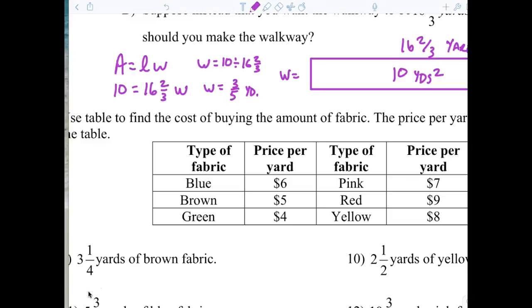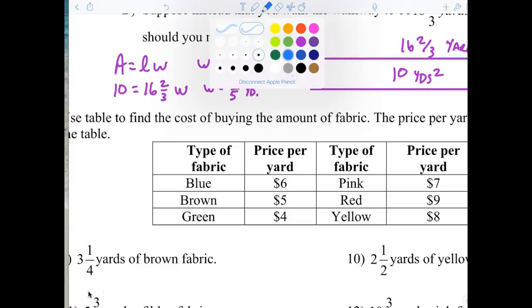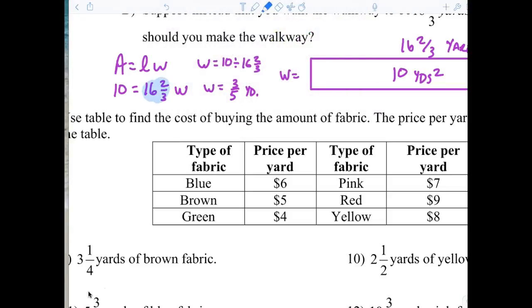Okay, now that was kind of tricky, so you have to be real careful. You don't do the reciprocal of 16 2/3. If you wanted to do the reciprocal, you would have to change 16 2/3 to an improper fraction first. And that would be 50/3. So it would be 10 is equal to 50/3 times W. And if you multiply by the reciprocal, you get the same answer.